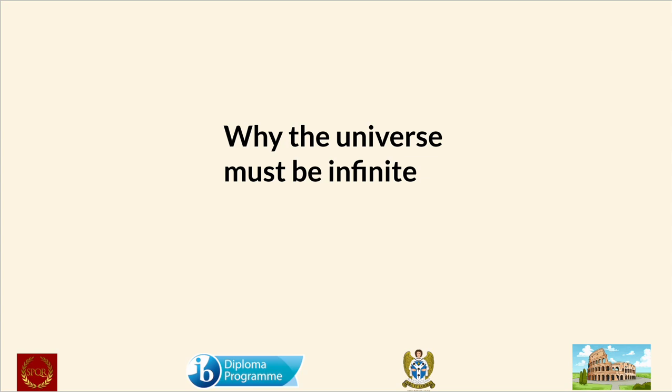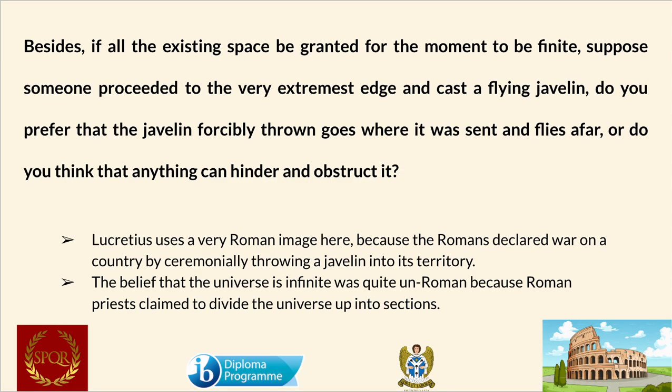This is another part of Lucretius. This is more about his physics. This is his argument for why the universe must be infinite, why it must go on forever. So let's read it here. Besides, if all the existing space be granted for the moment to be finite, so he says, let's imagine that the universe is finite. Suppose someone proceeded to the very extremist edge and cast a flying javelin. Do you prefer that the javelin forcibly thrown goes where it was sent and flies afar? Or do you think that anything can hinder and obstruct it?